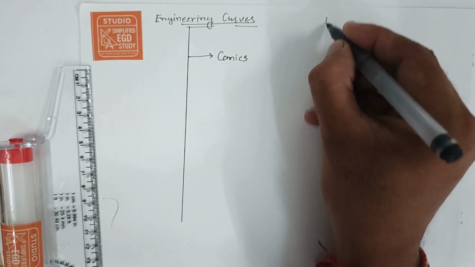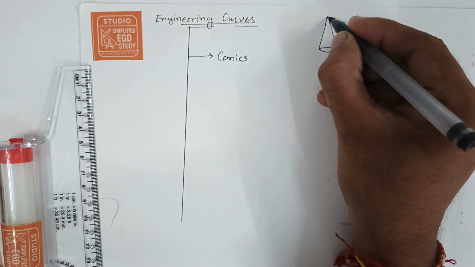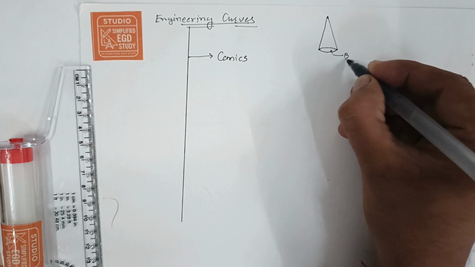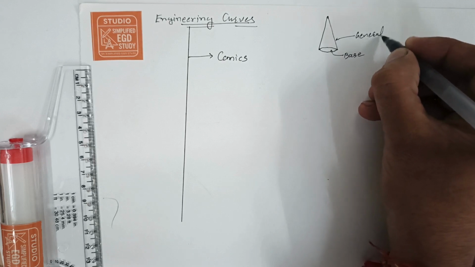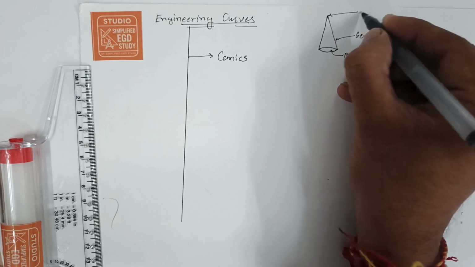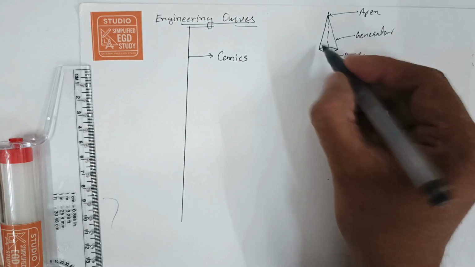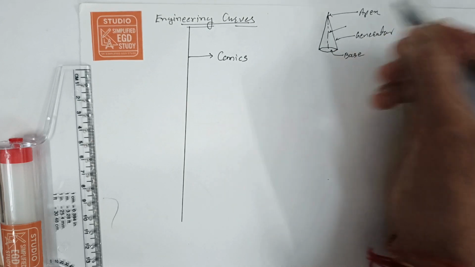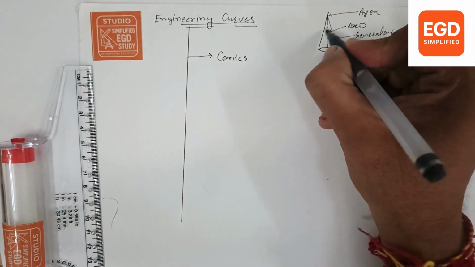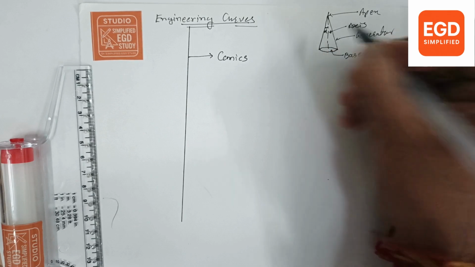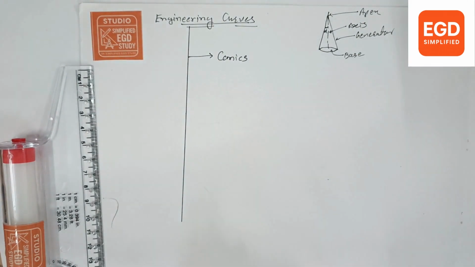Suppose there is a right cone. This is the cone, and there are different portions. This is called the base of the cone. This line is called a generator. This point is called the apex. We can draw a center line here because it is a circular entity, and it is called the axis of the cone. Let's say the generator makes an angle alpha with the axis.